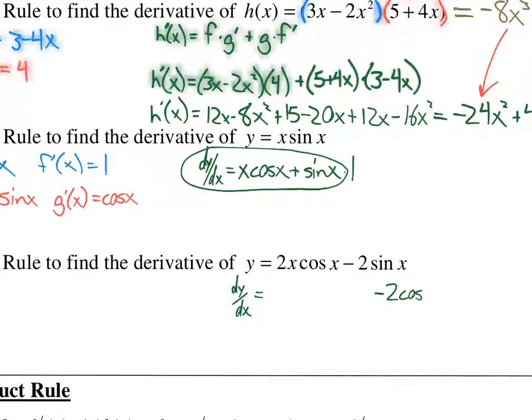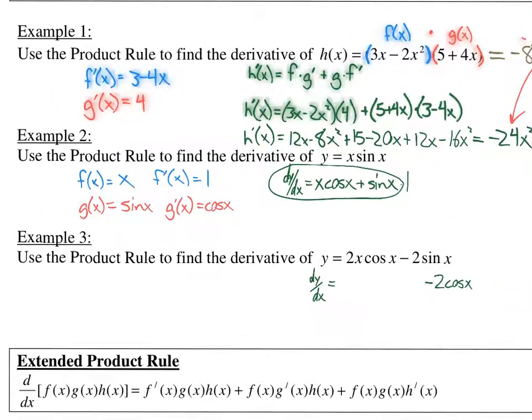Cosine. Alright, so I know it's going to be something minus 2 cosine of x. So I'm going to come over here, and I've got to actually figure out what is the derivative of 2x cosine x. Okay? So, like our previous one, I'm going to identify f of x and g of x. F of x is our 2x, g of x is the cosine of x.